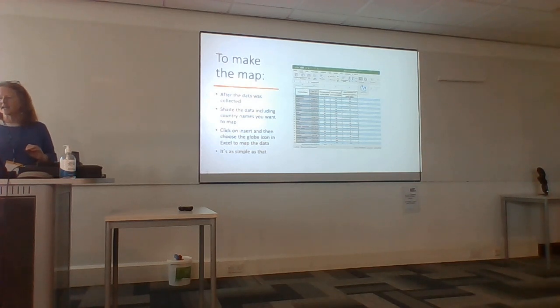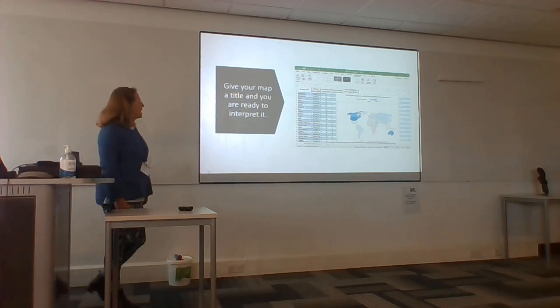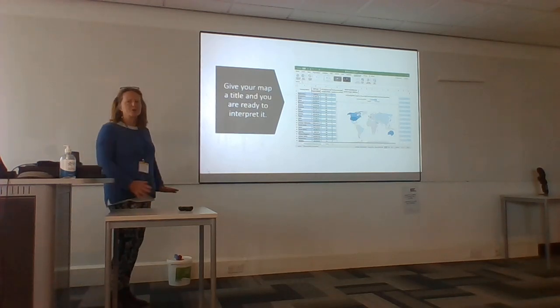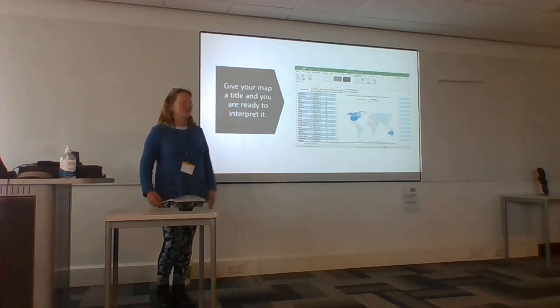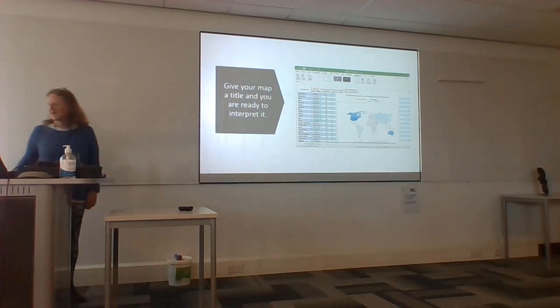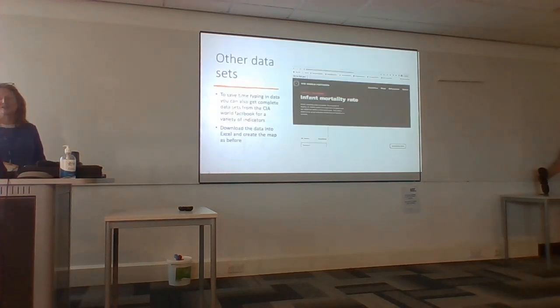You then need to click on Insert, and if you look up here, you'll see that there's a little globe picture. And if you click on that, it's very simple. You then get your choropleth map. I was actually blown away by this. It's so simple, and I'm thinking, why didn't I know this before? I haven't shared this with my trainees, but I certainly will be now, because it's just so simple. So I tried it myself, and it was as simple as it looks.